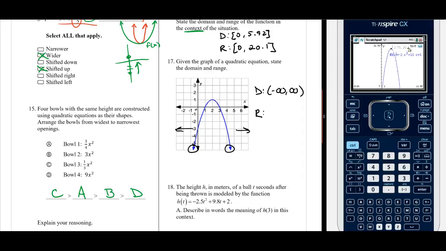Range. So my range, again, I've got these arrows, which means it goes down forever. So that's negative infinity. But then when I go up, the highest I can go is to positive 1. So my range goes from negative infinity until positive 1. And because my graph ends at 1, we get a bracket on that side.